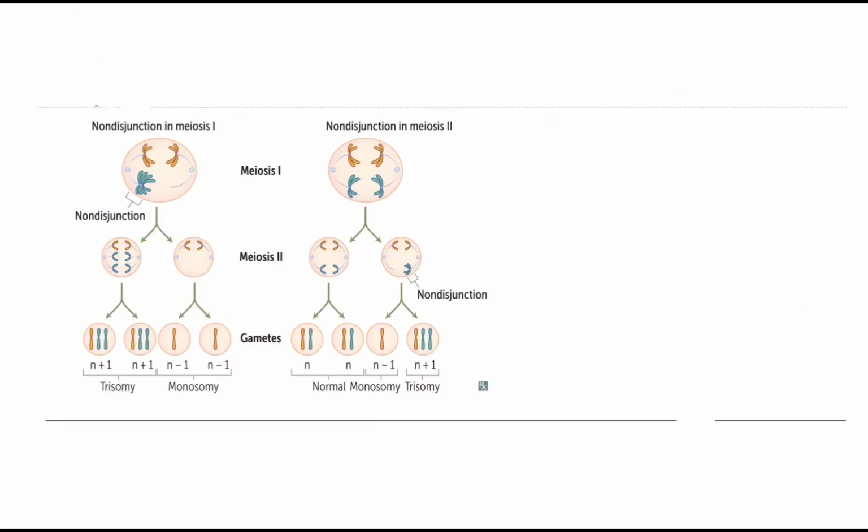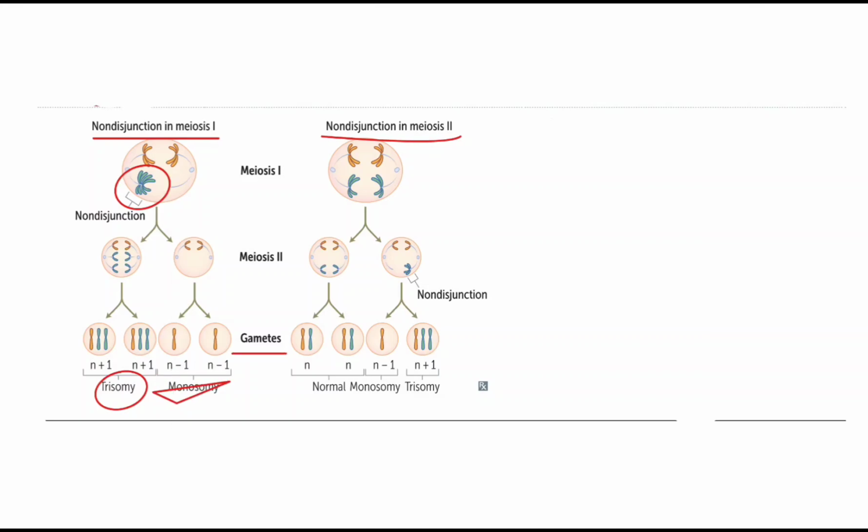Now we will discuss nondisjunction in meiosis 1 and nondisjunction in meiosis 2. In meiosis 1 nondisjunction, the homologous chromosomes do not get separated, and they both move to one side of the cell. So trisomy is n plus 1 and monosomy is n minus 1.